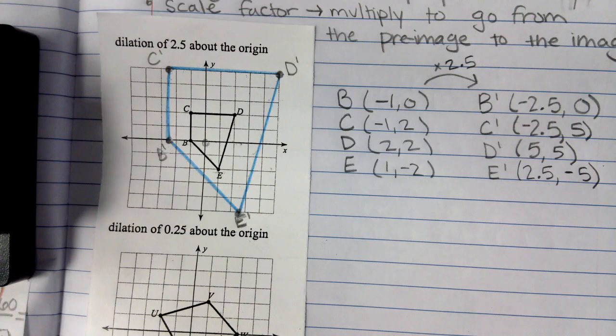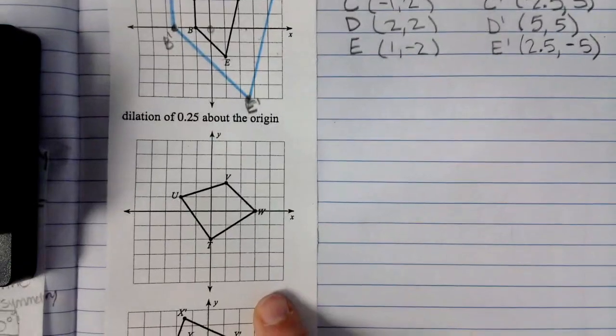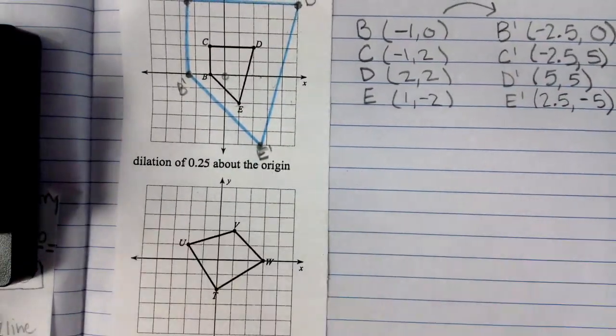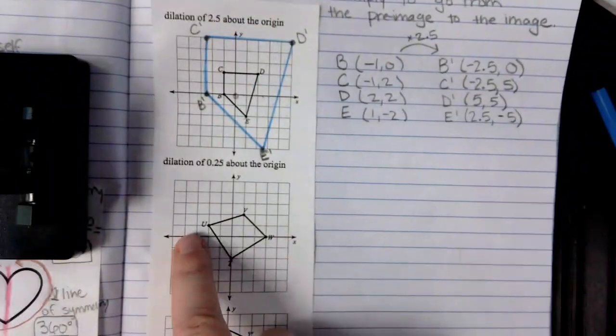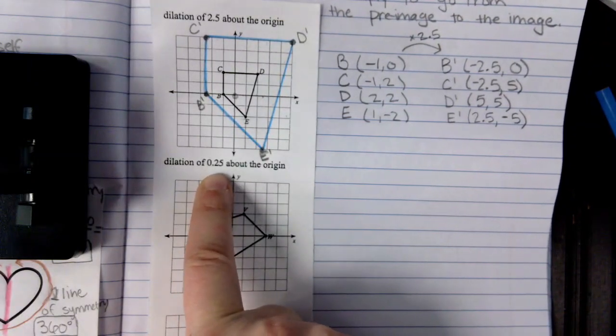All right, we have one more that we're going to perform the dilation. This time we're doing a dilation of 0.25. So is a dilation of 0.25 going to get bigger or smaller? Smaller. How did you know it was going to get smaller? You don't know? Just guessed? Yeah, it's less than 1.